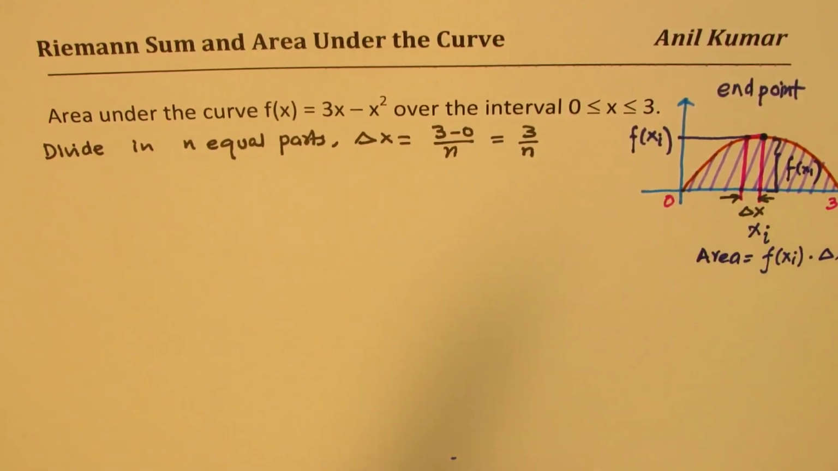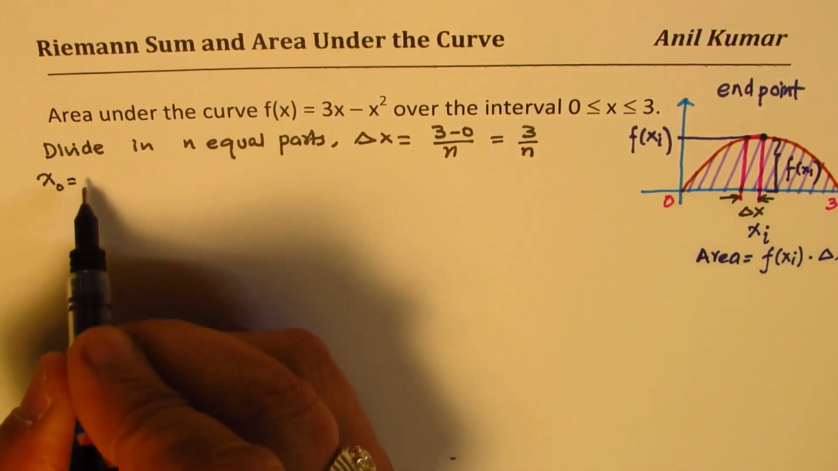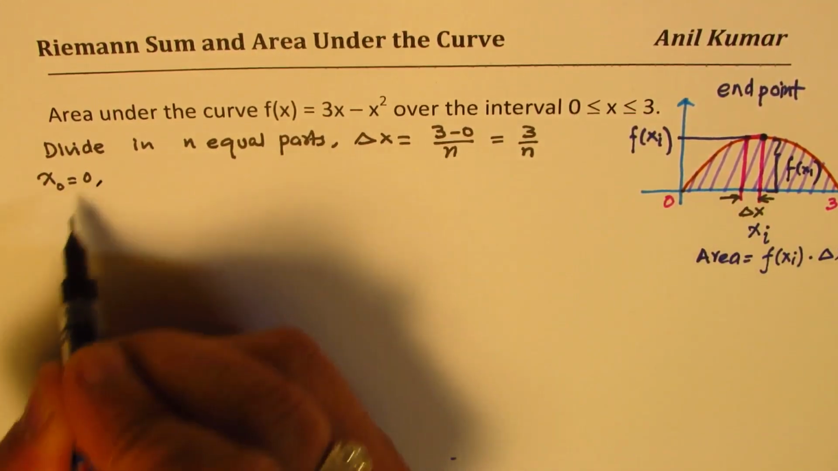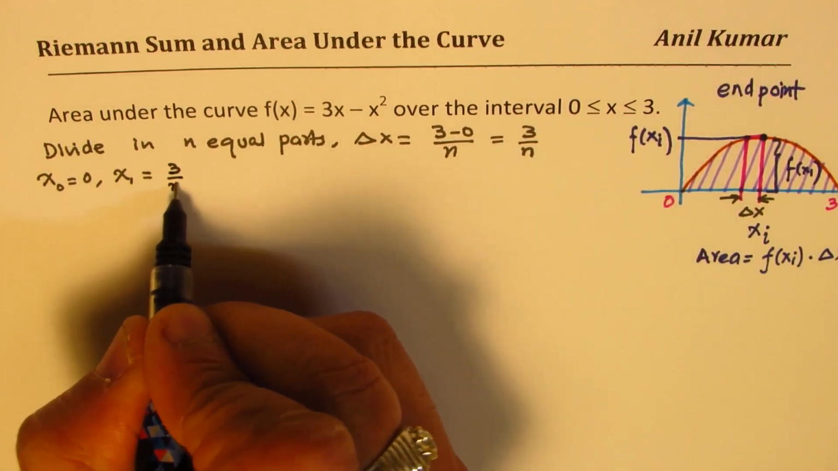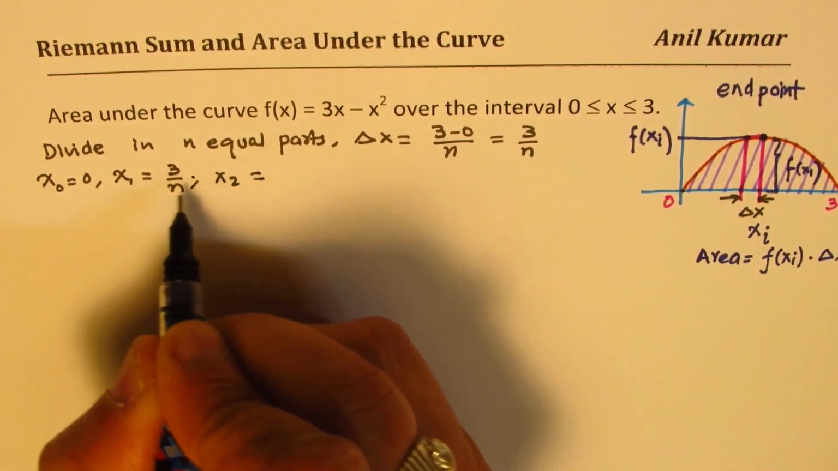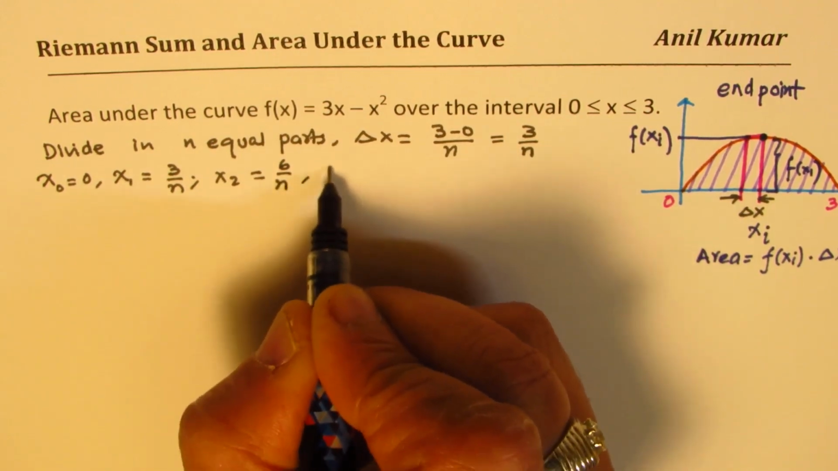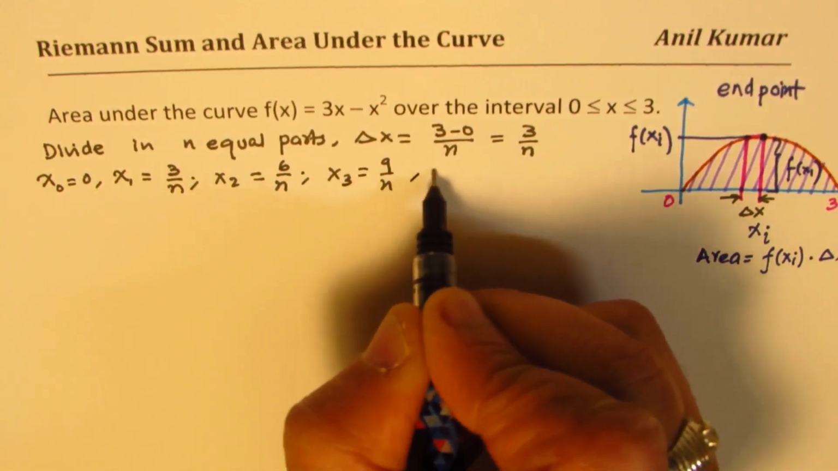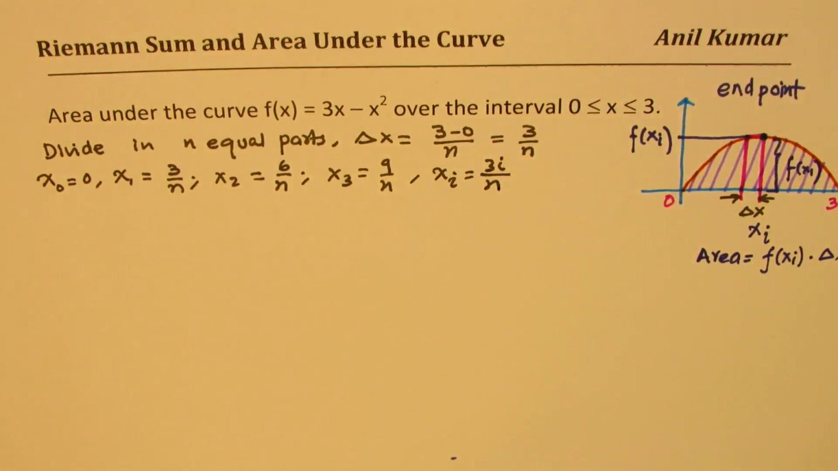How do we figure this out? From here we know the value at 0 will be zero anyway. We are spacing them at a distance of delta x. So x1 will be delta x away, which is 3 over n. x2 will be 2 times that, for the second rectangle, so 6 over n. x3 will be 9 over n, correct? Then xi should be 3 times i over n away. So we get the general expression for xi. You see how? Perfect.